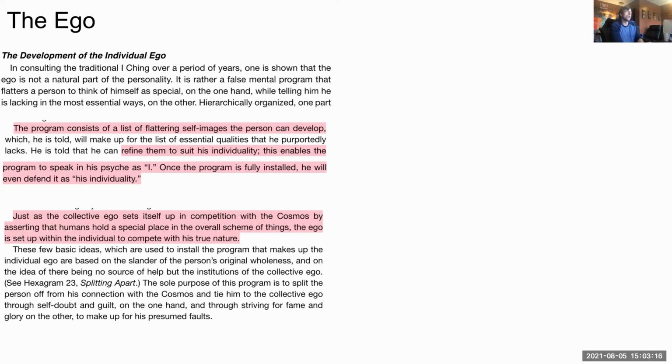Hierarchically organized, one part of the program consists of a list of flattering self-images the person can develop, which he is told will make up for the list of essential qualities that he purportedly lacks. He is told that he can refine them to suit his individuality. This enables the program to speak in his psyche as I. Once the program is fully installed, he will even defend it as his individuality.